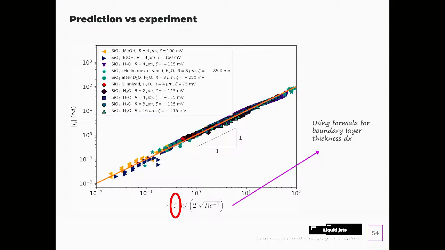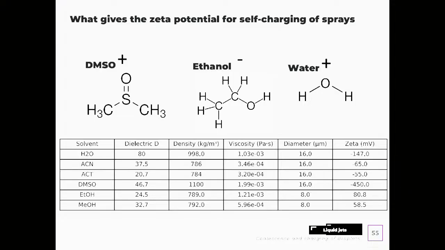But ethanol, for instance, has the opposite sign of the zeta potential, and that is something that we really don't understand. If you think that the nozzle material is negatively charged when in water, why would it be positively charged in ethanol? So for the moment it's an adjustable parameter. And it gets worse, because if we do different liquids, so water, acetone, nitrile, DMSO, ethanol, methanol, we get values for the zeta potential that we really don't understand.